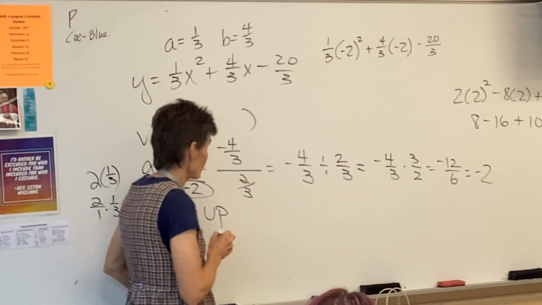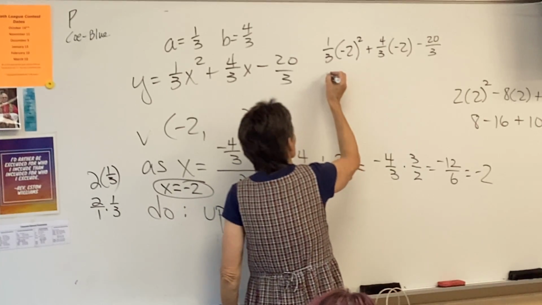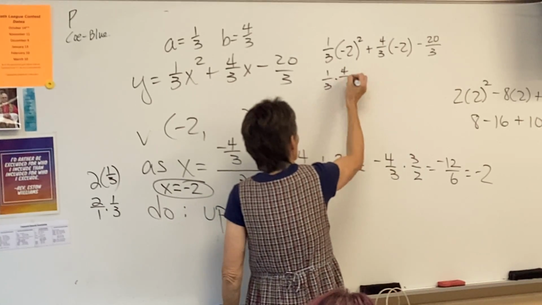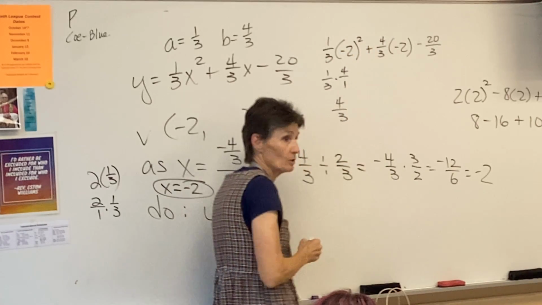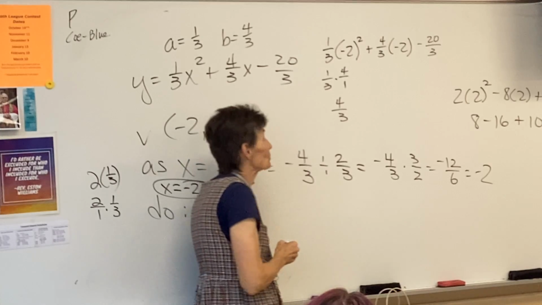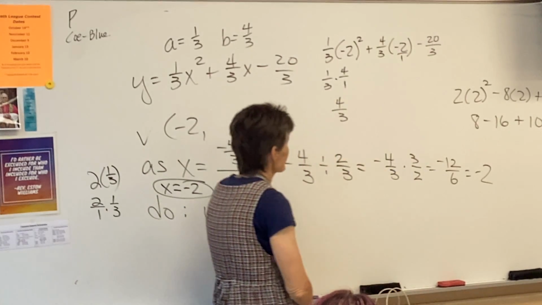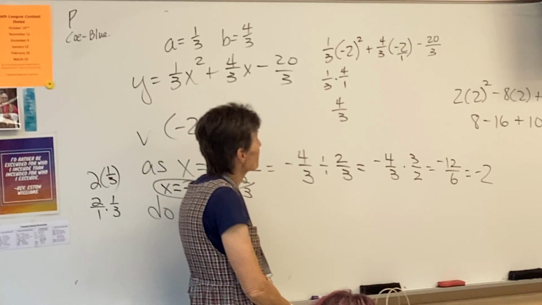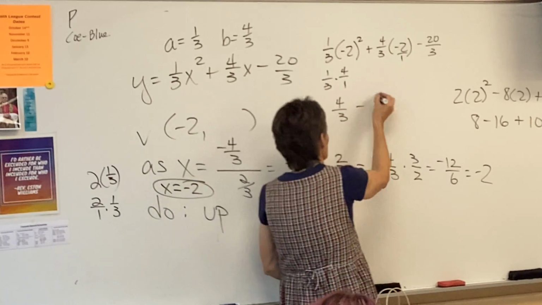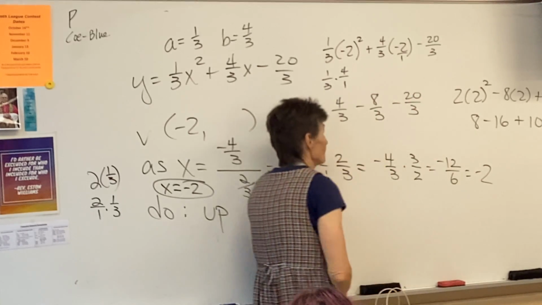What's negative 2 squared? 4. So 1/3 times 4 over 1 will be 4/3. Yeah, that's going to work out to be 4/3. What is 4/3 times negative 2 over 1? Negative 8 over 3. And then I have minus 20 over 3.